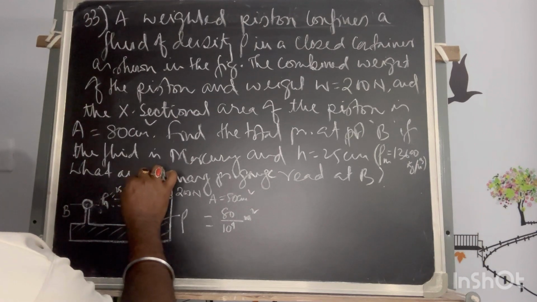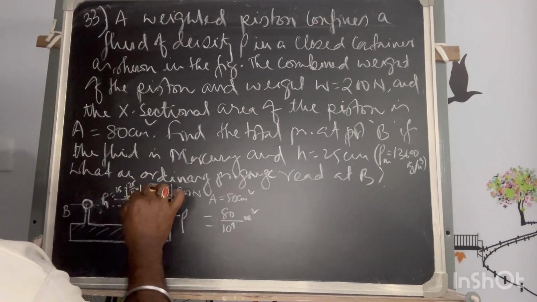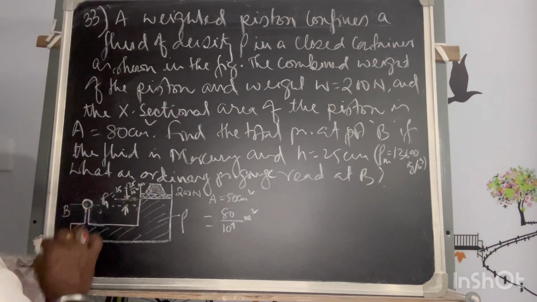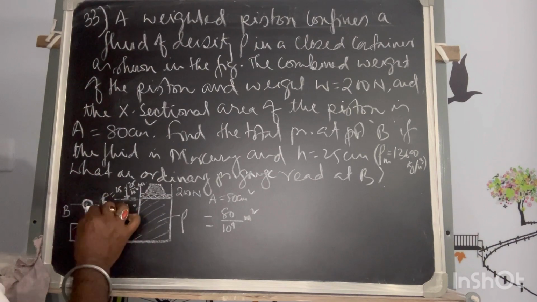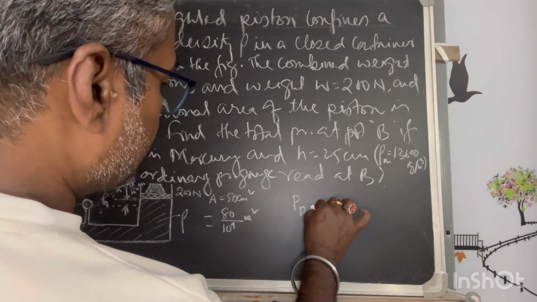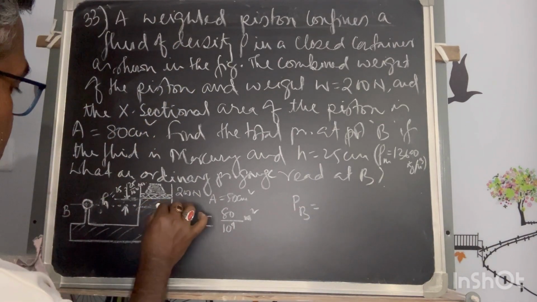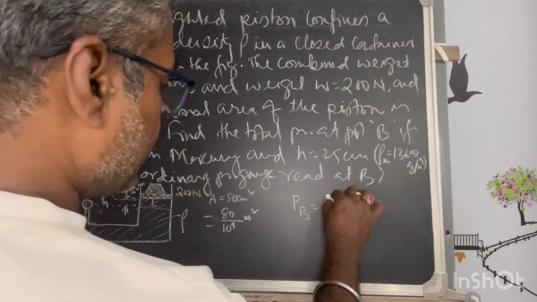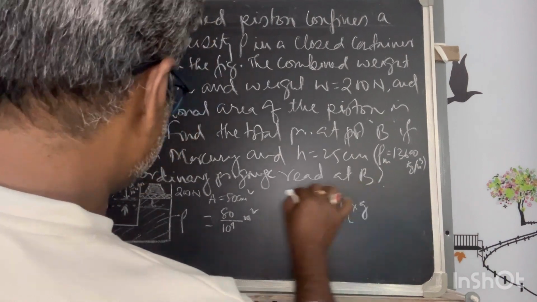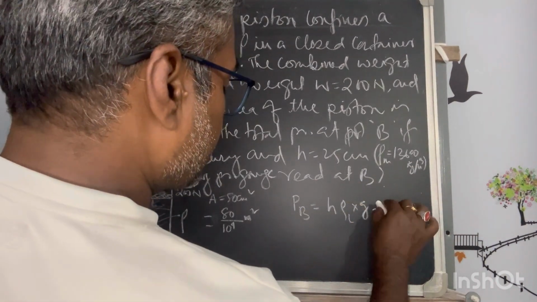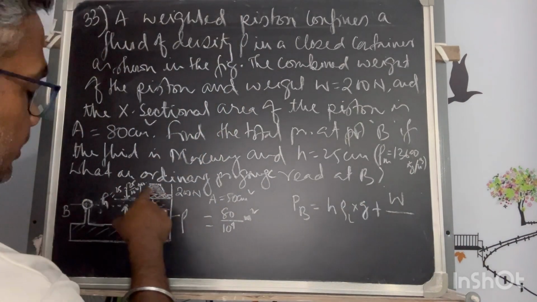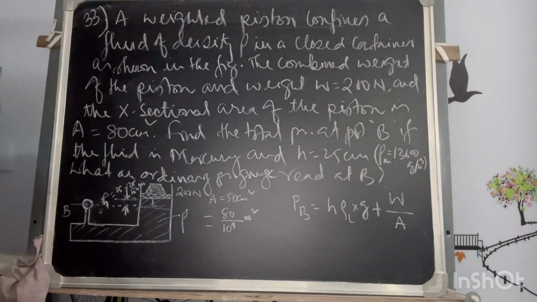That means this is 25 upon 10 square meter. Okay, and density is given. So the pressure here, as this is the same liquid, the pressure at B is the pressure due to this column, H into rho of the liquid into g, plus the weight of the piston divided by the area. This would be the equation.